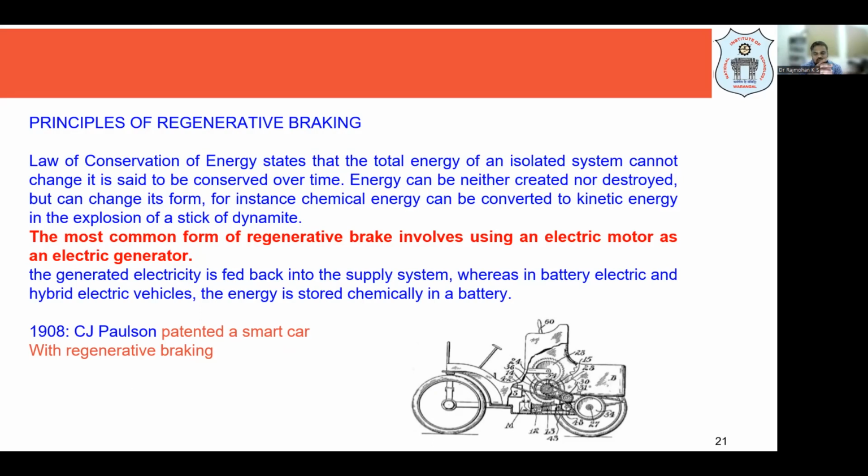The most common form of regenerative braking involves using an electric motor as an electric generator. The generated electricity is fed back into the supply system, whereas in battery electric and hybrid electric vehicles, the energy is stored chemically in a battery. That way we are converting that energy into chemical energy. This concept was actually patented in 1908 by C.J. Paulson, who patented a car with regenerative braking.